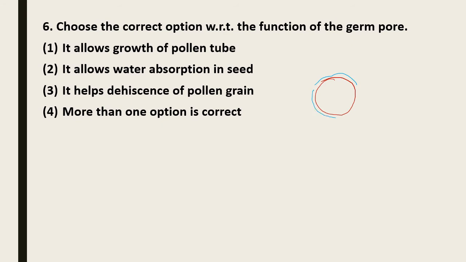It is surrounded by an outer wall, and it is a discontinuous thick layer. So in some areas it is discontinued. It is not a continuous layer. This region is a discontinued region. So these regions are called as germ pores.